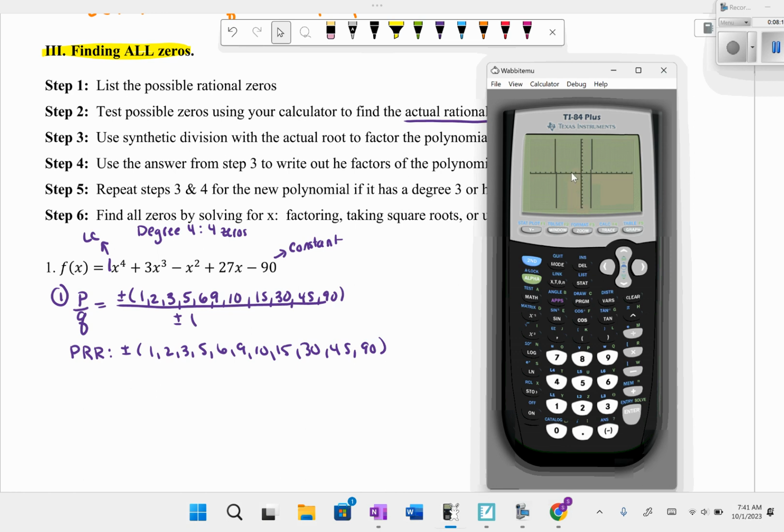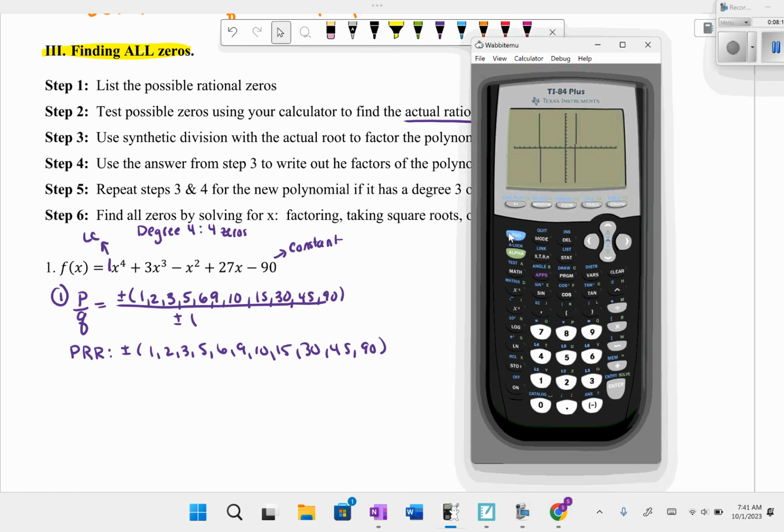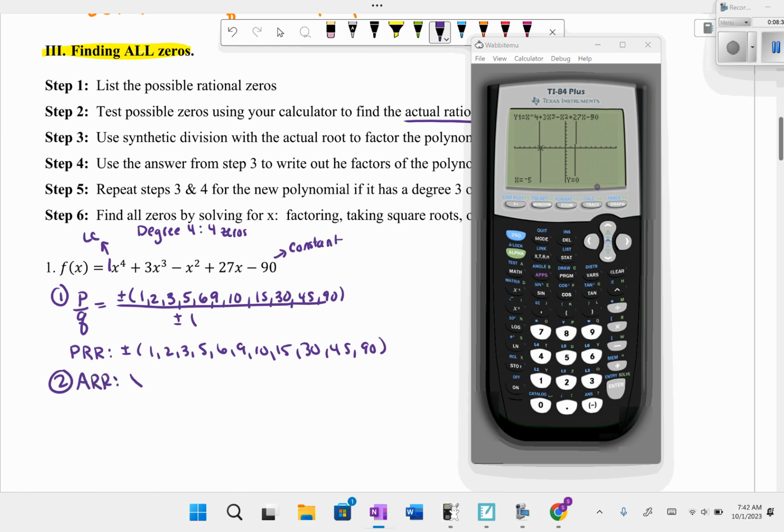So we have negative 1, 2, 3, 4. It looks like we're actually at negative 5. The best way to test this is just using your calculator window. If you go to second trace and value, then you can just plug in negative 5 and enter. And that shows us that the y value is 0. So that's an actual rational root that we have.